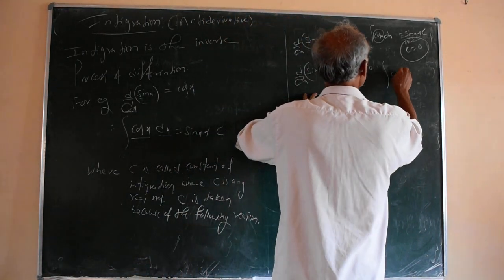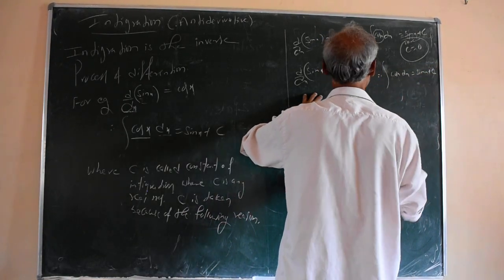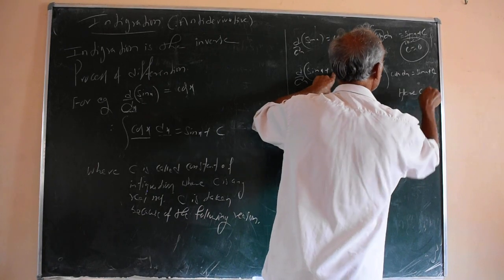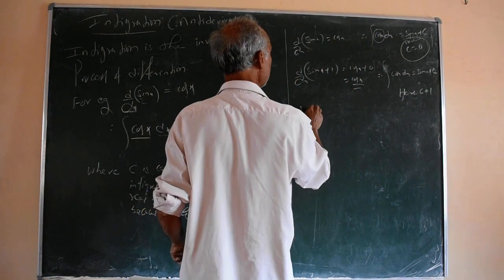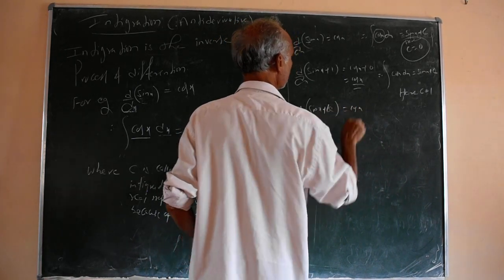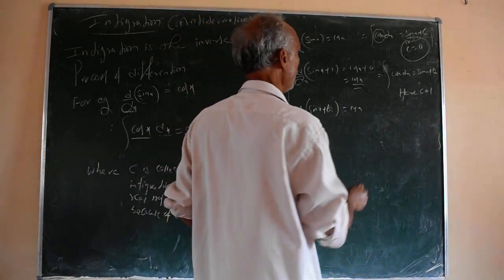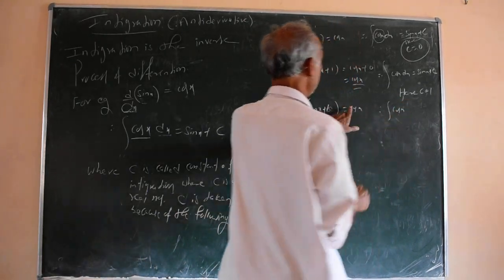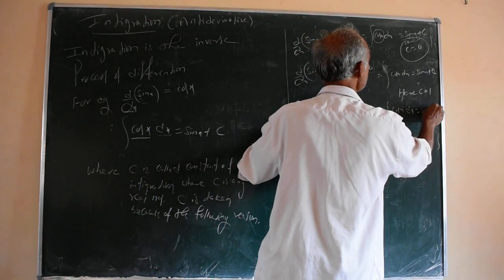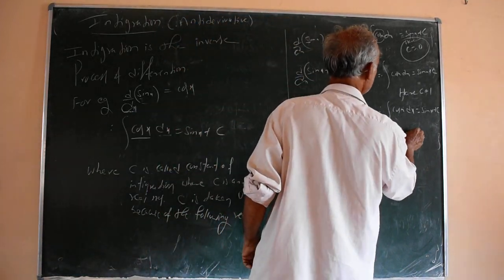So the integration of cos x dx is sin x plus c. What is c here? Here c is 1. Now d by dx of sin x plus k, where k is a constant, is again cos x, because the differentiation of sin x is cos x and the differentiation of the constant k is 0. Therefore the integration of cos x dx is sin x plus c, where here c is equal to k.